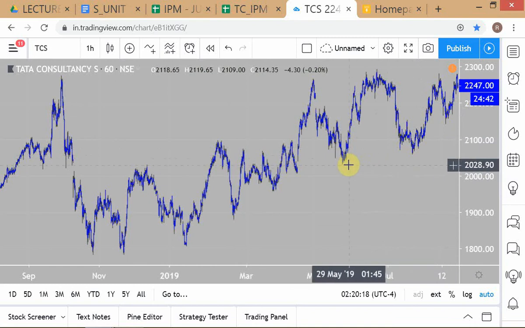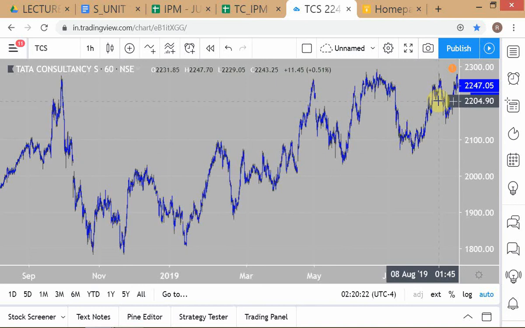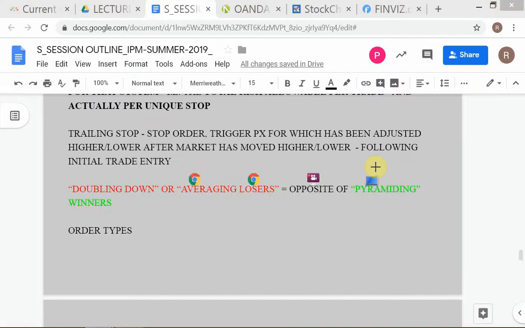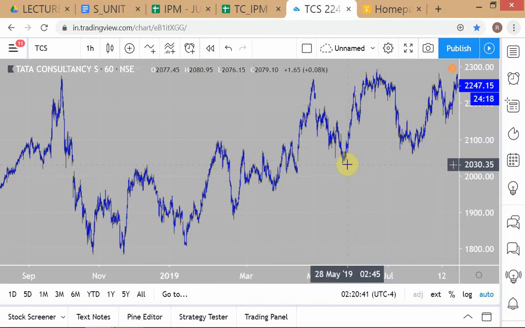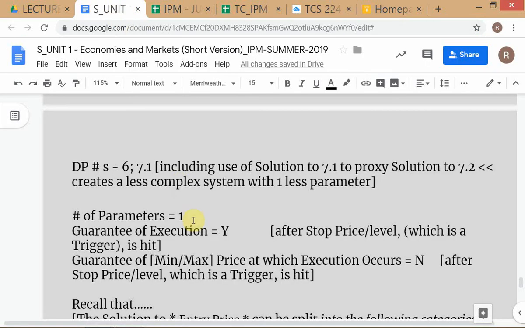We talked about stops over here, and stops over here, in all these discussions that we had when we were talking about position sizing and all that. So you're already familiar with stops. Stops have only one parameter, because you need to enter the stop trigger level. These are the stop trigger levels that we have to enter.